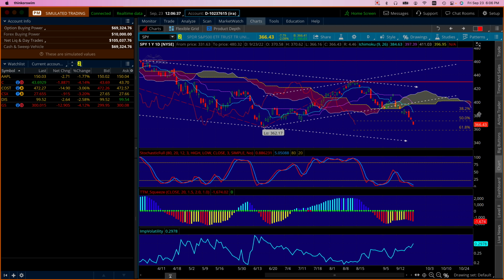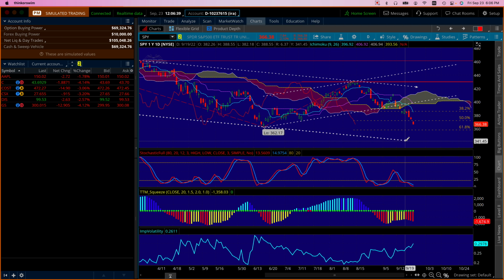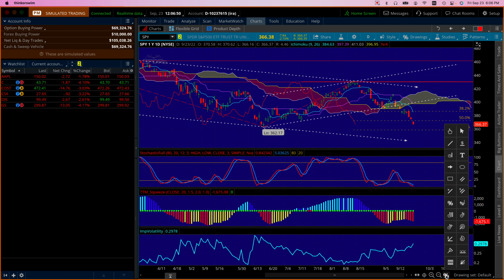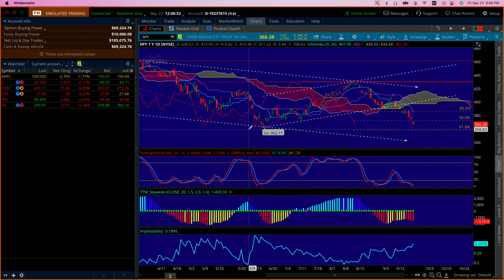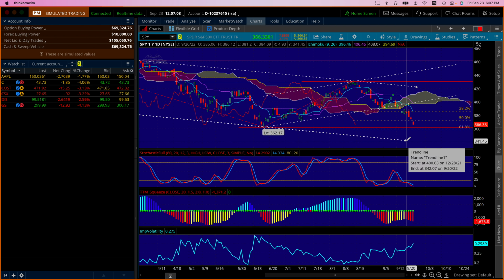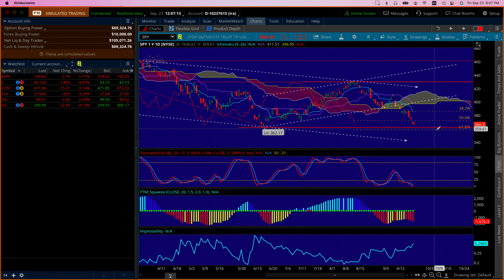And you can see the channel could be hit. We are going to find a lot of support here in this line. Let me draw it for you. The previous low back here at 362.17. You can put that line there somewhere, not exactly, but somewhere there. If that is crossed, then we will go to the lower end of my channel. Okay, that is quite bearish.